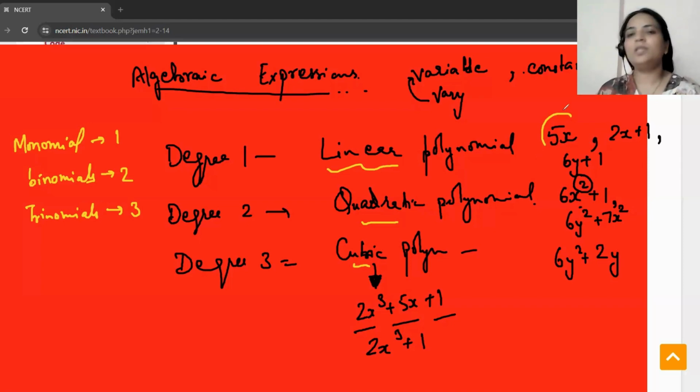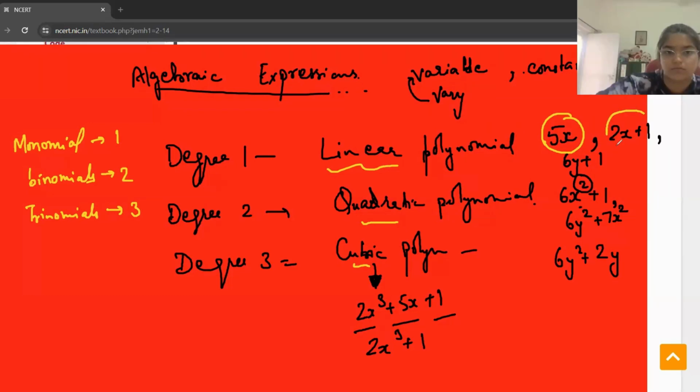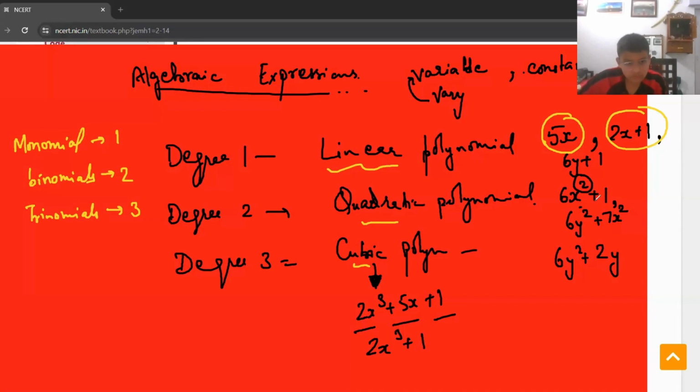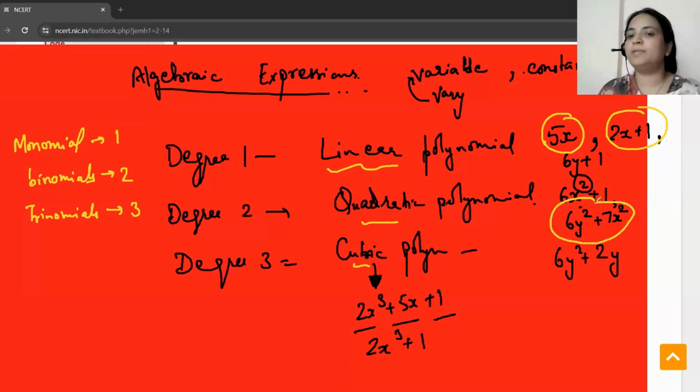Okay. So this 5x. Diti, you tell me what is this? A monomial, binomial, or trinomial? Monomial. 2x plus 1, Tanish. Ma'am, monomial. Sachi Gupta, 6y square plus 7x square.